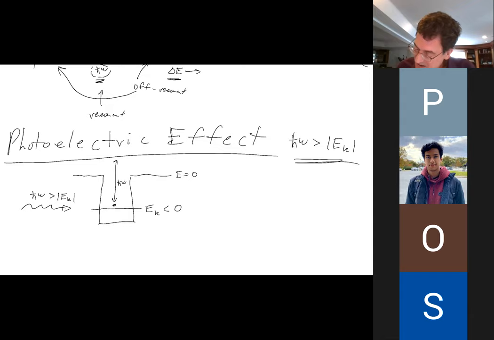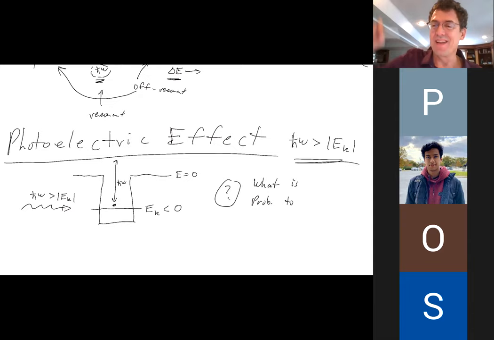And so then the question is, what happens? How does this process occur? How do I think about it? Let me say it this way: what is the probability to make the electron free, to shine in the light and make the electron go free? What do I call that process? Somebody tell me. Ionization? Yeah, exactly.